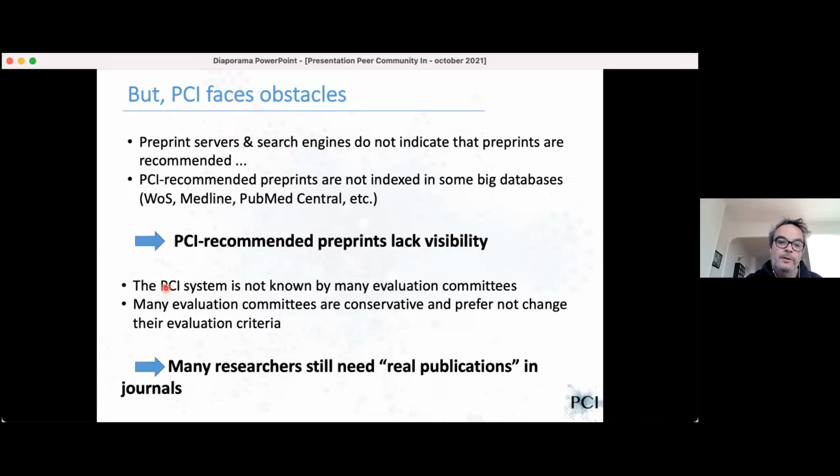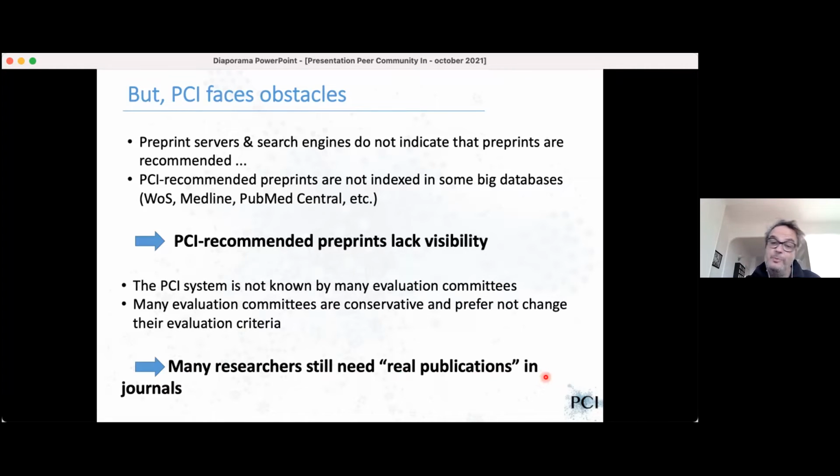Okay. The second problem is that the PCI system is not very well known. It's not well known by many evaluation committees, okay, in universities, in research institutes, etc. And these committees, they can be quite conservative and prefer not to change their evaluation criteria and continue to use the quantitative metrics based on the publication of articles in journals. So many researchers, even those who use PCI, they still need to get real publications in journals. So this is why we try to find a solution to this.